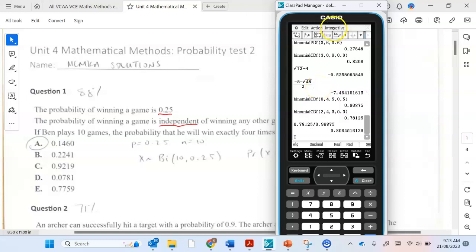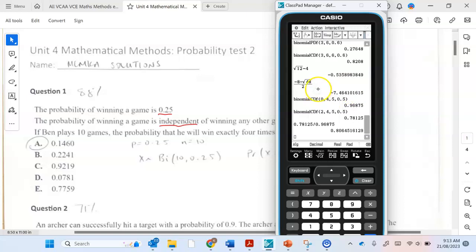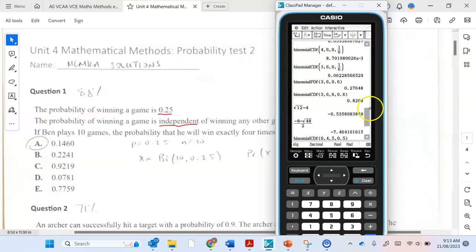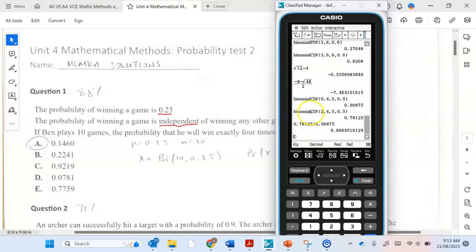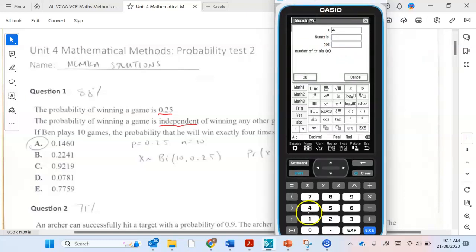It's so frustrating when the calculator doesn't work. Well, you get the gist. Sorry, I've done the PDF probably up here. Finally got it working. Okay, so x equals 4, the number of trials is 10, and the probability of success is 0.25.